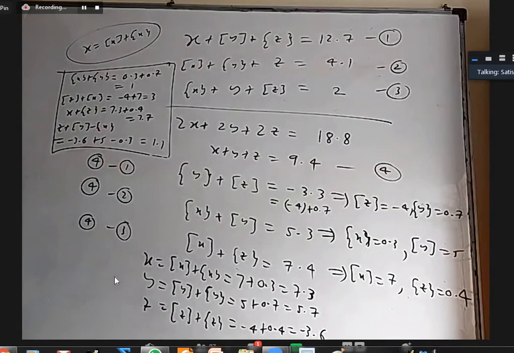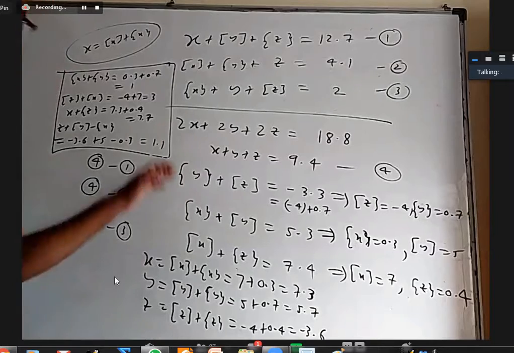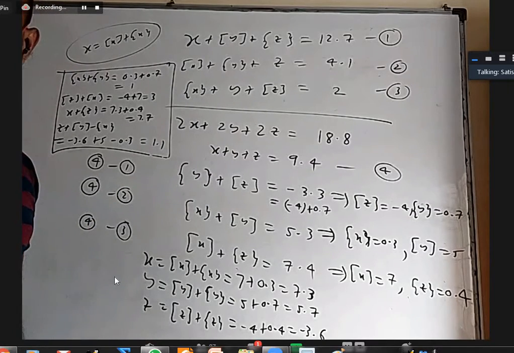Okay, if anybody has any doubt, please ask me. Otherwise, if you understood, just copy this and then try to do the third matching.